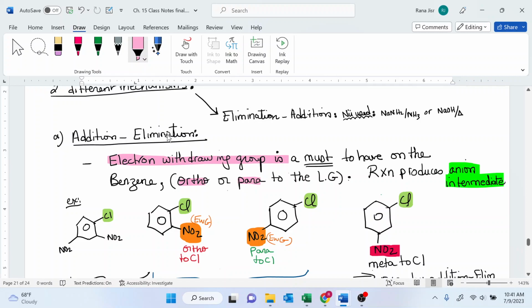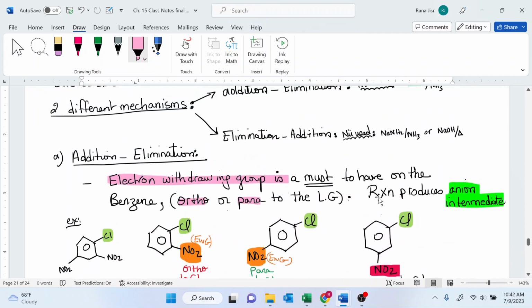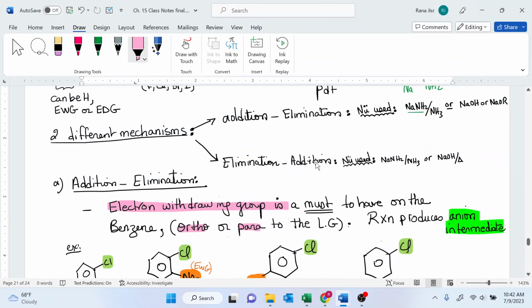So again, whenever you want to start with a nucleophilic substitution reaction, you would need to look at your benzene, and you would need to look at the groups that are on the benzene. The groups on the benzene need to be electron withdrawing groups, and they need to be on the ortho and the para position, not on the meta position. Because if you have an electron withdrawing group on the meta position, then the mechanism is going to be elimination-addition.